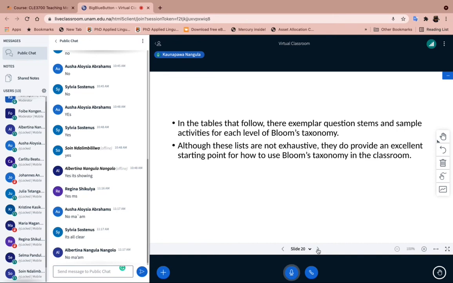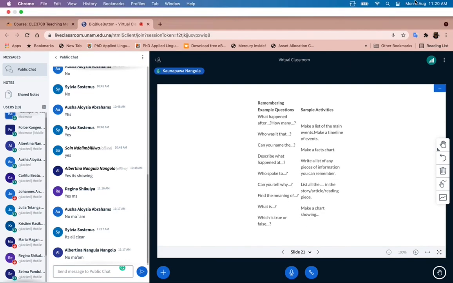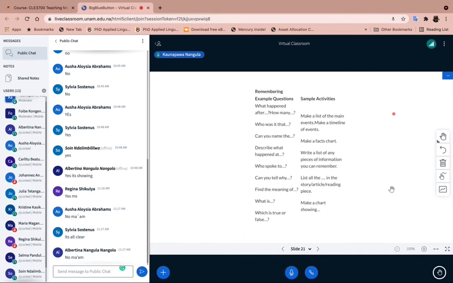Anyways, it's a good starting point. Now let's look at, okay, we have got 10 minutes. All right, let's look at, let's say, remember. So remember is the first level, and here we've got some examples and then some samples. Samples means just examples of activities that you can do.